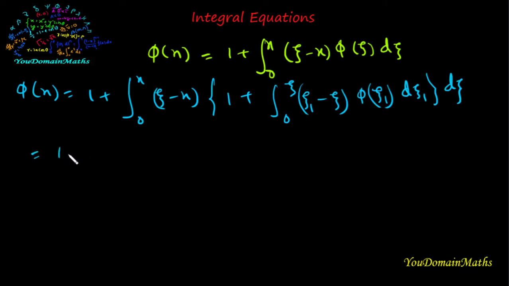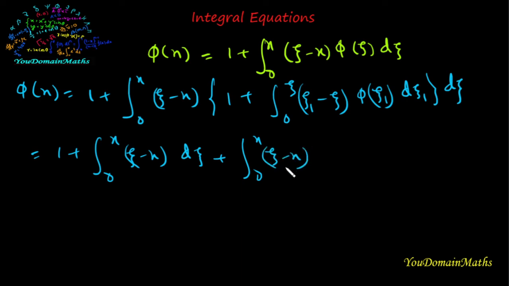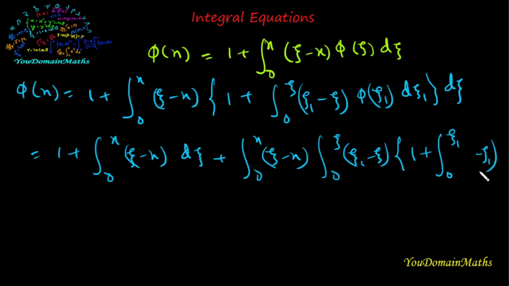So continuing these terms, 1 plus integral 0 to x of xi minus x d xi, plus integral 0 to x of xi minus x, and integral 0 to xi of xi1 minus xi, and we put the values of phi of xi1. So we get 1 plus, and integrating with limit 0 to xi1, because phi of xi1, and we replace the values. x is replaced by xi1, so xi is replaced by xi2, then phi of xi2 d xi2, and there are other integrating variables xi1 and xi.